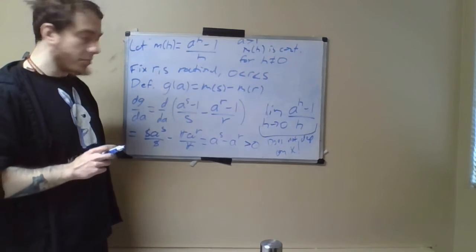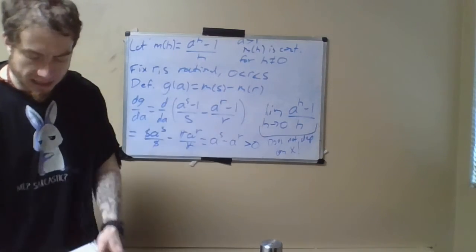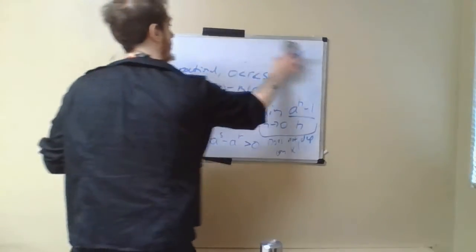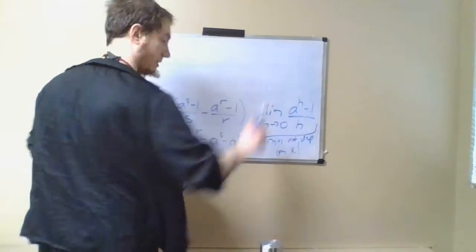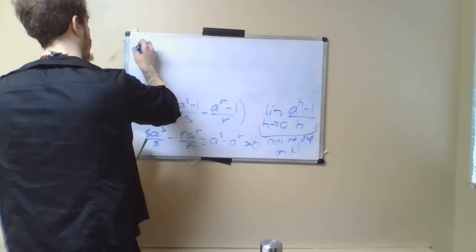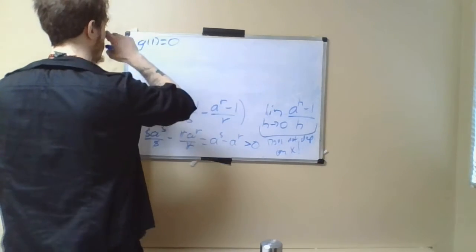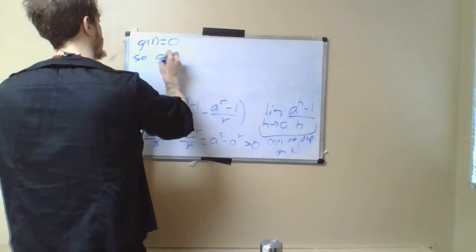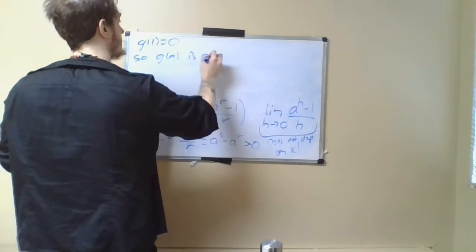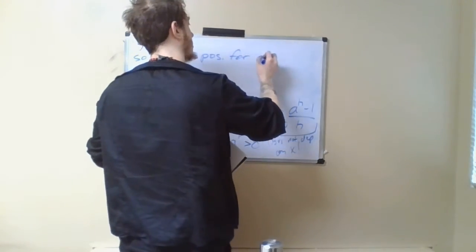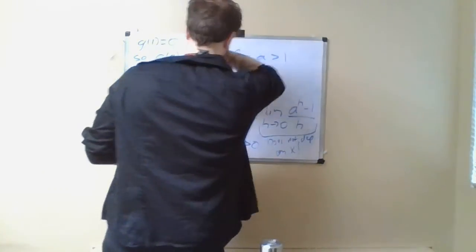And what this establishes then is that since we know g of 1, we can calculate that to be 0. So g of a is positive for a bigger than 1.